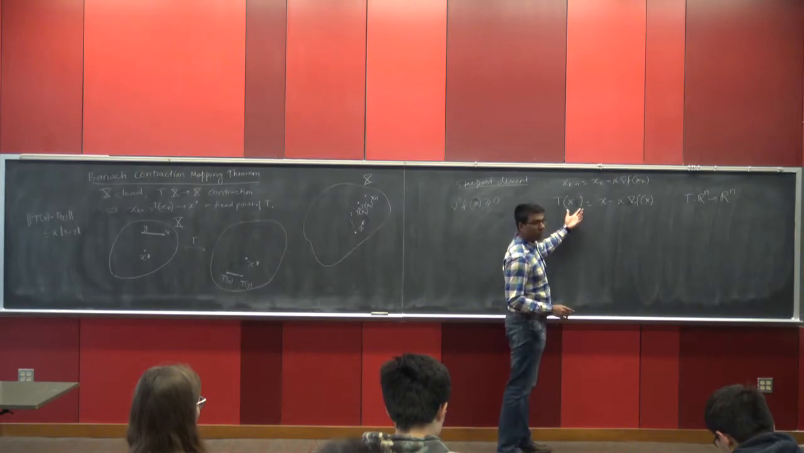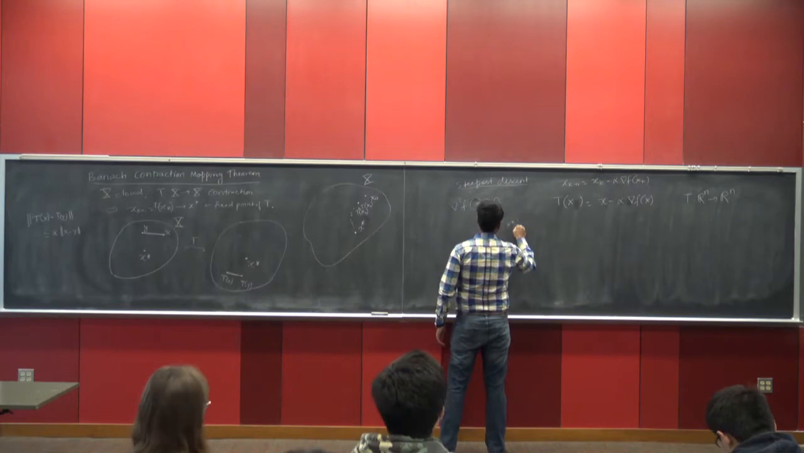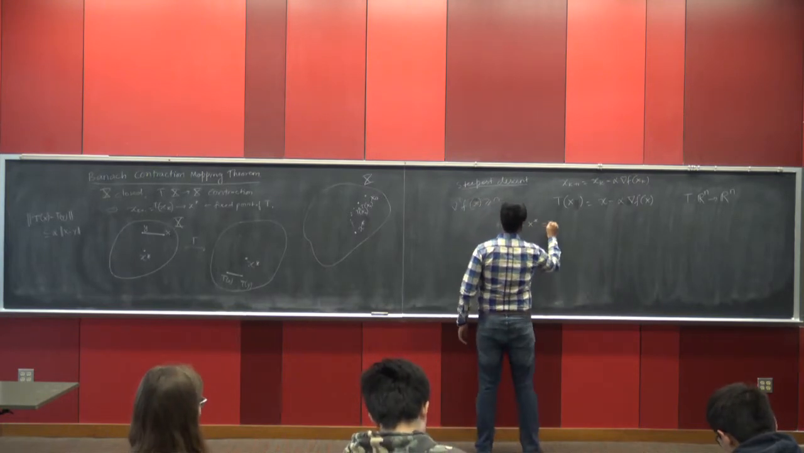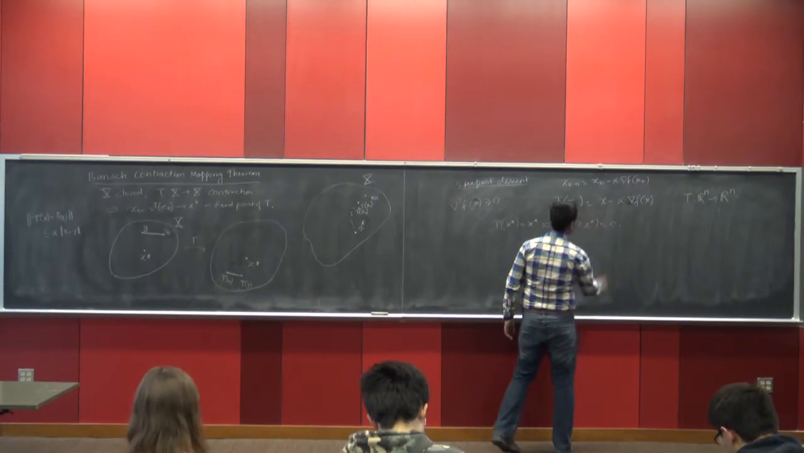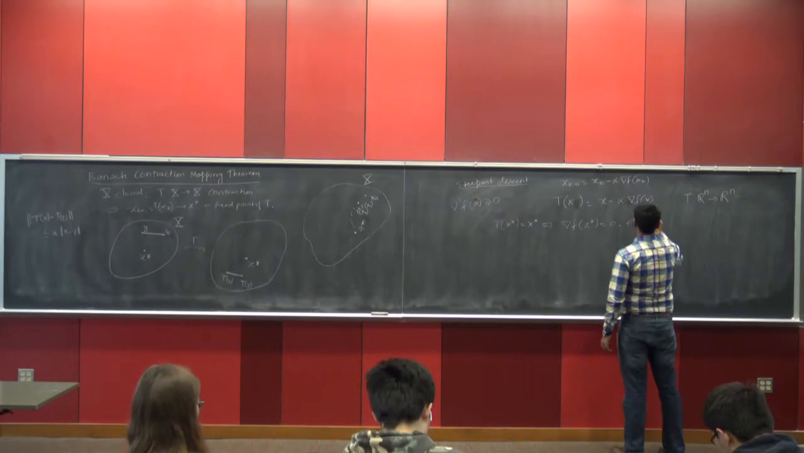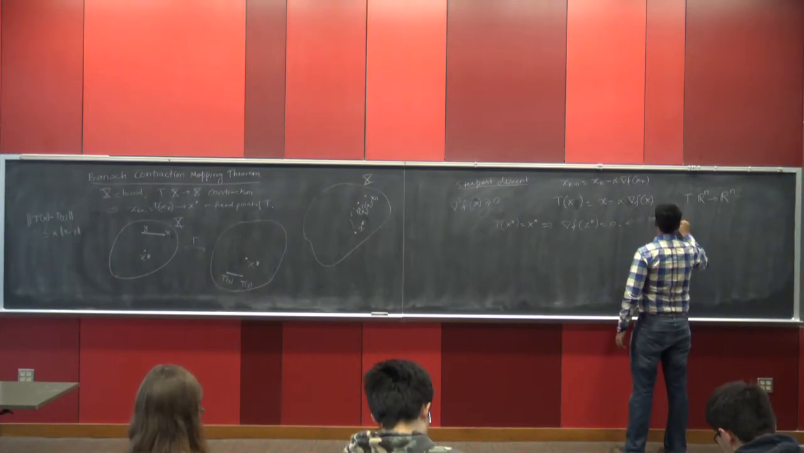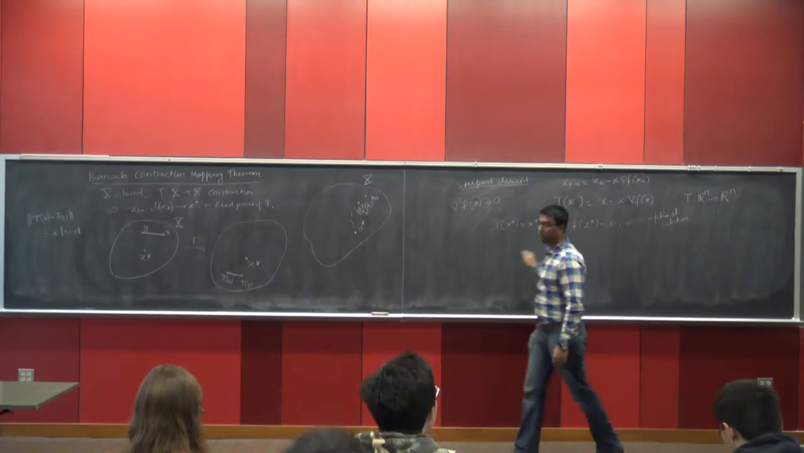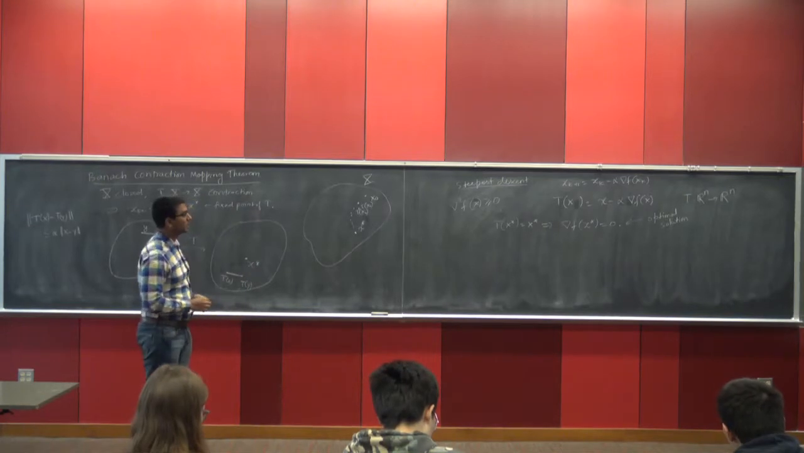So what is a fixed point of T? When is T of x star equals x star? This implies that the gradient of f at x star has to be equal to 0, which, as you can remember, is the optimal solution. So the fixed point of T is the same as the optimal solution to the original problem you started with.